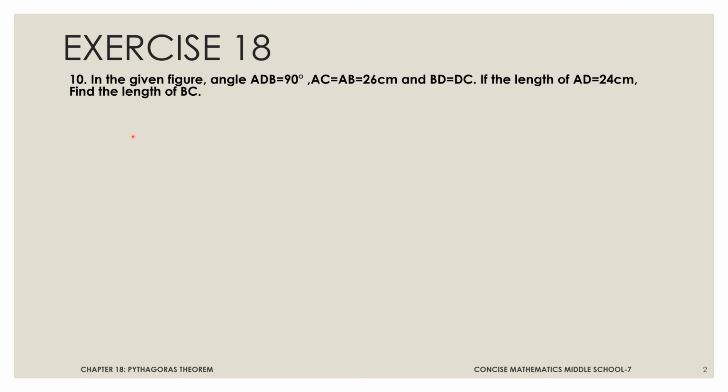Here is our 10th question. In the given figure, that means they have given us this figure. This is the figure which they have given. Angle ADB is 90 degrees. That means this ADB part is a perfect right angled triangle because this angle is 90 degrees. Similarly, what they're saying is AC and AB is equal to 26 centimeter.